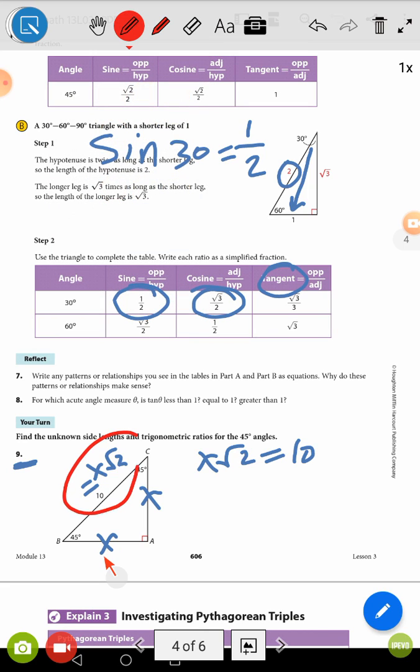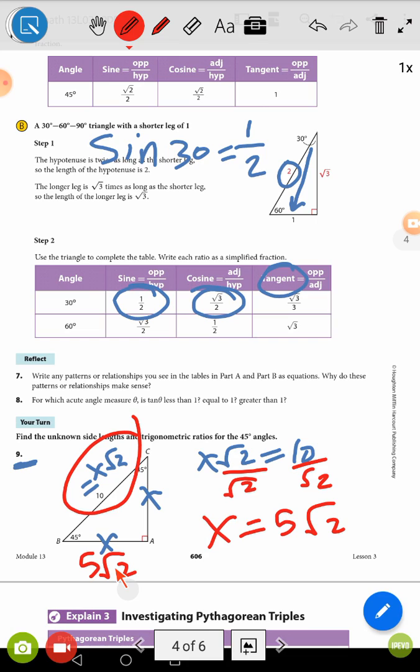So x root 2 equals 10, because the rule of 45, 45, 90 is x root 2. So x root 2 is 10. From here I can find the value of x. How? By dividing by root 2. So x will be 5 root 2. So that side is 5 root 2 and that will be 5 root 2.